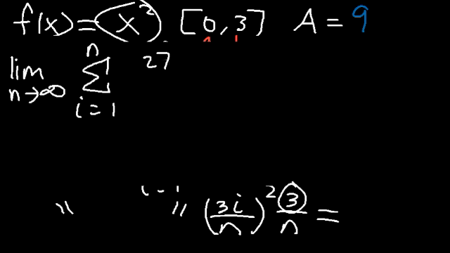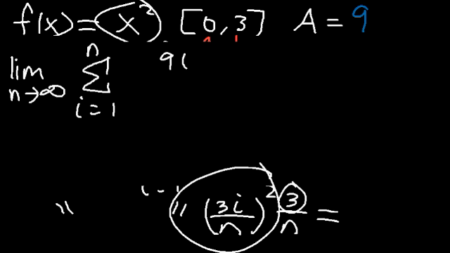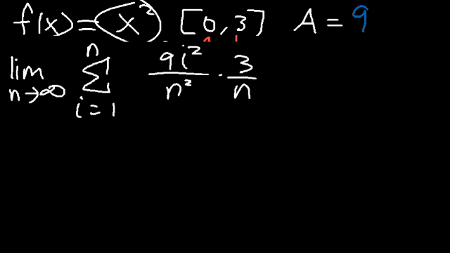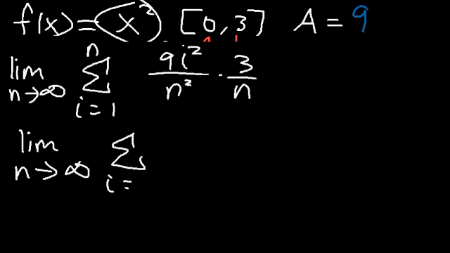Let me do that step by step for those of you who seem unsure about it. So let's just do this part first. 3 squared is 9 times i squared over n squared, and then times 3 over n. So this is going to be equal to 3 times 9 is 27 divided by n to the third.